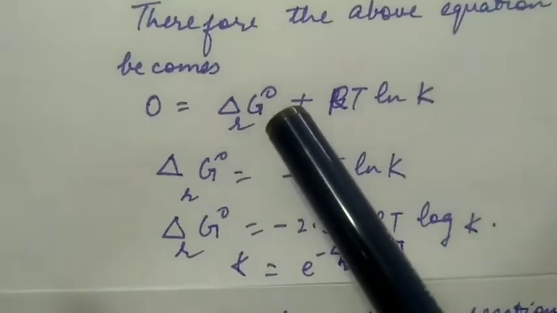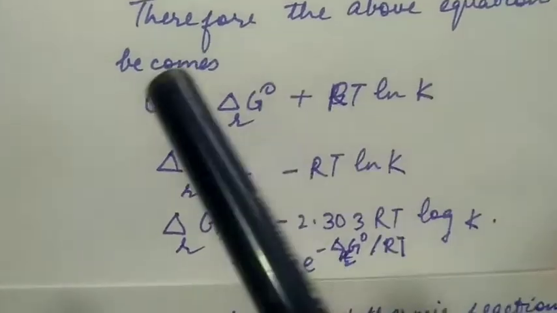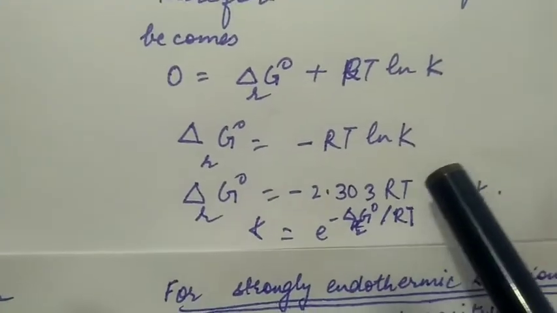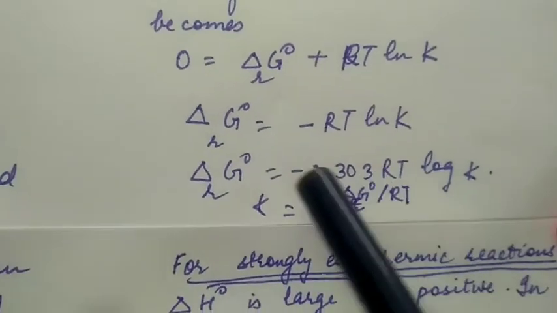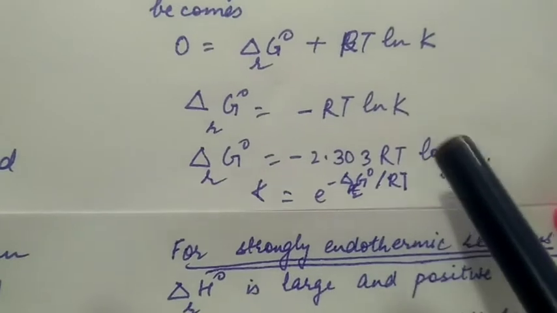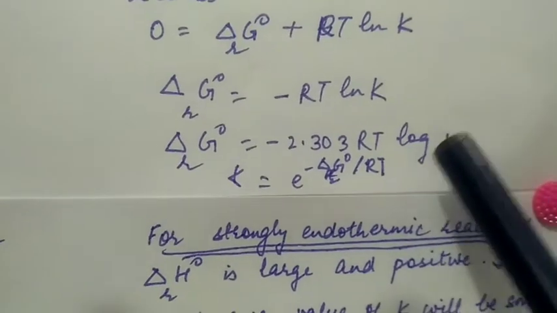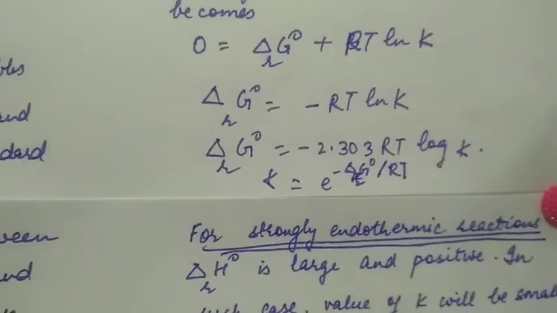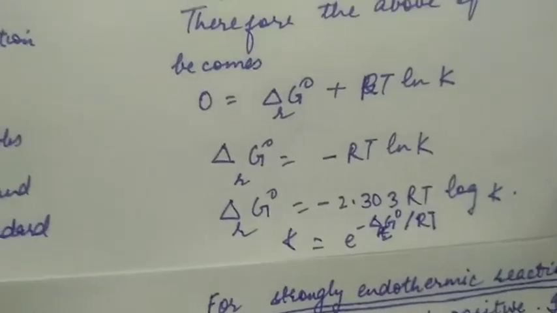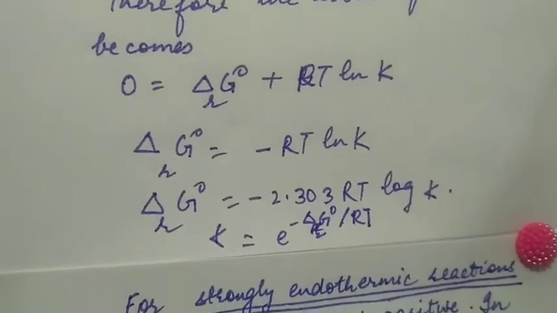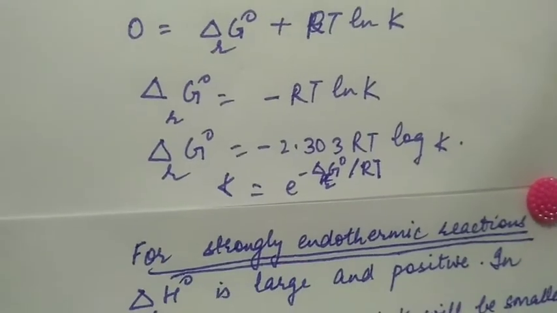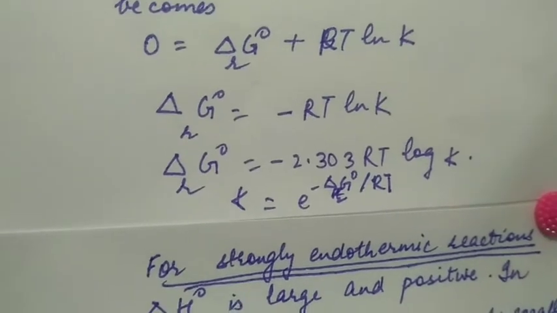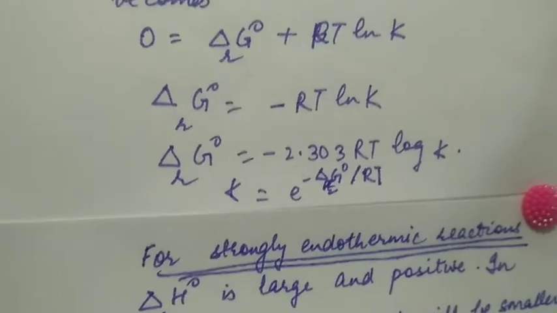So delta G naught R will be minus RT ln K, or if we change ln to log to the base 10, we get delta G naught, standard free energy change for reaction, is equal to minus 2.303 RT log K. We can also write this expression in terms of exponents. K is equal to e raised to the power minus delta G naught of reaction upon RT.